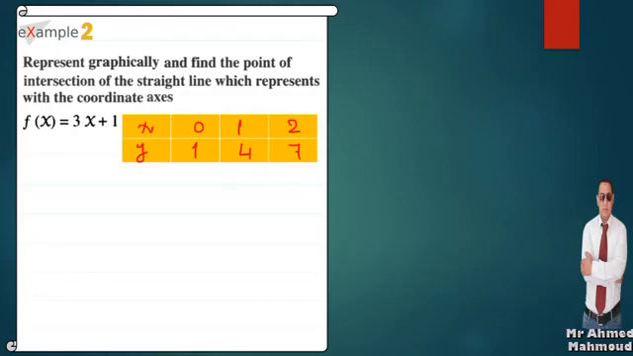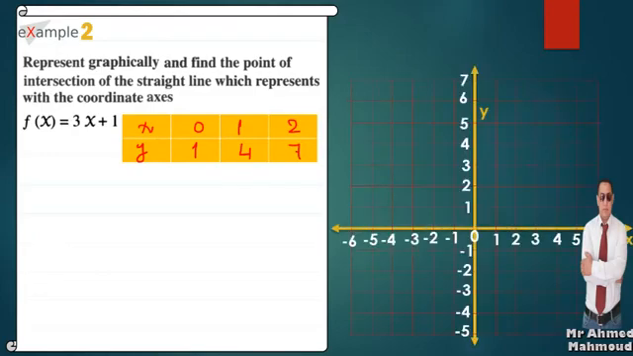Then I'm going to draw the graph like this. 0 and 1 here in this point. 1 and 4 here. 2 and 7 here in this point. Then I'm going to connect them by a straight line like this. Okay, and they are collinear, represented by a straight line. Okay, this line intersects, as we see, the y axis.